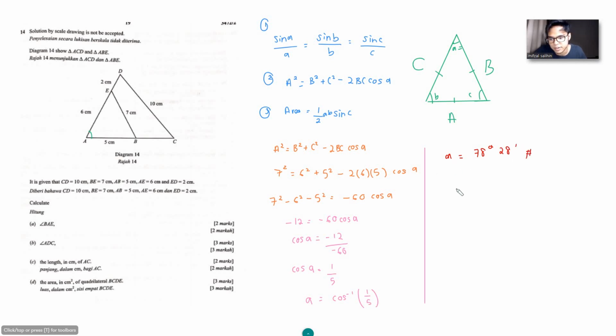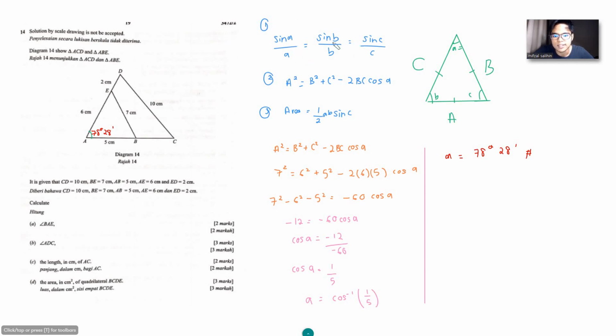So we already found the angle of BAE. So what we can do is label it over here. So the angle of BAE is 78 degrees 28 minutes. Next, we have to find the angle of ADC. So to find the angle of ADC, we are going to use the formula number 1 over here.